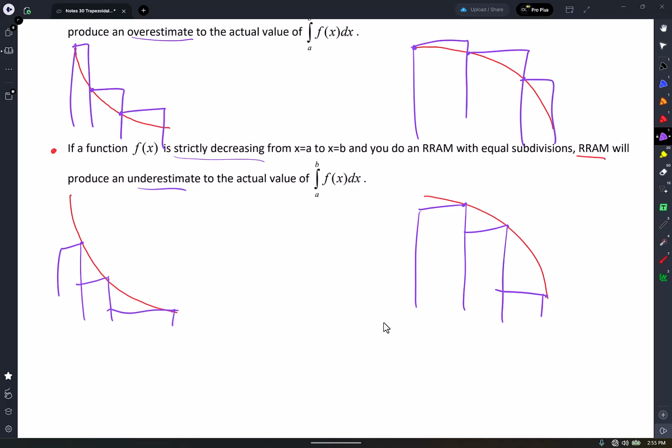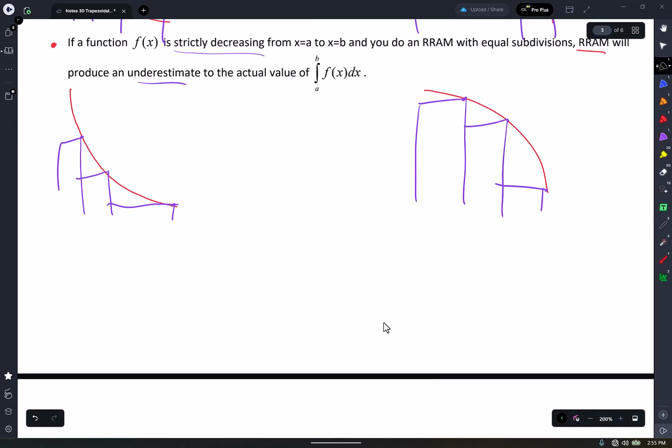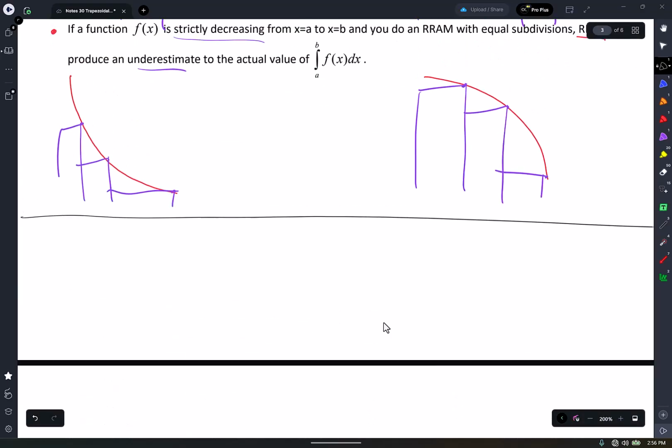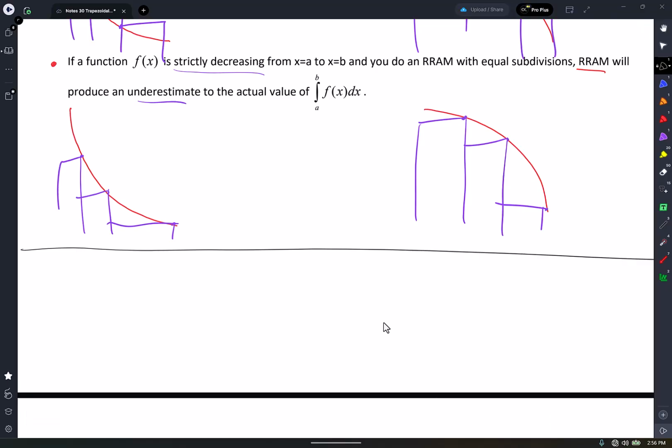So RRAM does an underestimate for a strictly decreasing curve. Yay or nay? All right, cut it down the middle. Don't worry, we're almost done, guys. Cut it down the middle.